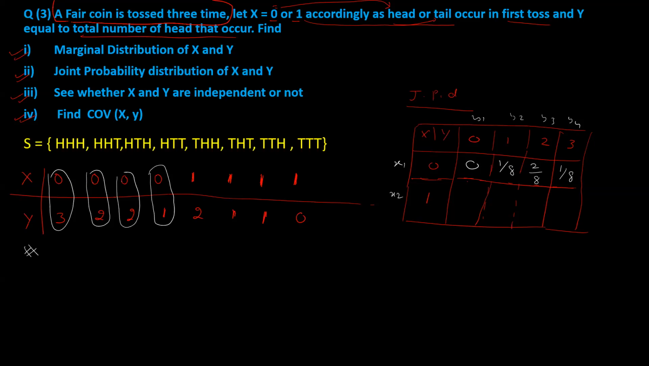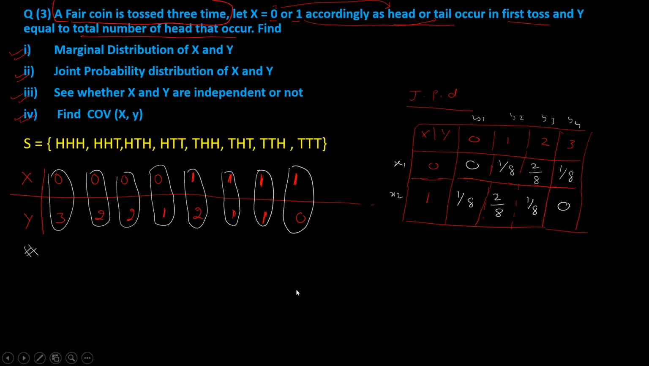Next 1, 0. I have only one combination, so this will be 1 by 8. Next 1 and 1. I have two combinations, here and here, so this will be 2 by 8. Next 1 and 2. I have one combination. Next 1 and 3. I do not have any combination. All the combinations are covered, so 0 possibility. So this is the joint probability table. Any doubt in this? Alright, so the joint probability table I have drawn first.